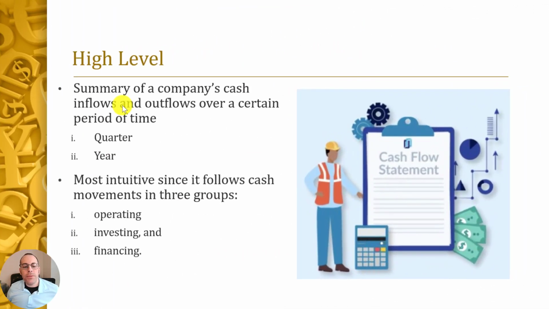The statement of cash flows is a summary of a company's cash inflows and outflows over a certain period of time. The report is usually for 1 quarter or 1 year. And people think the statement of cash flows is more intuitive than the income statement and balance sheet because it lets you know the cash inflows and outflows in 3 categories: operating, investing, and financing.